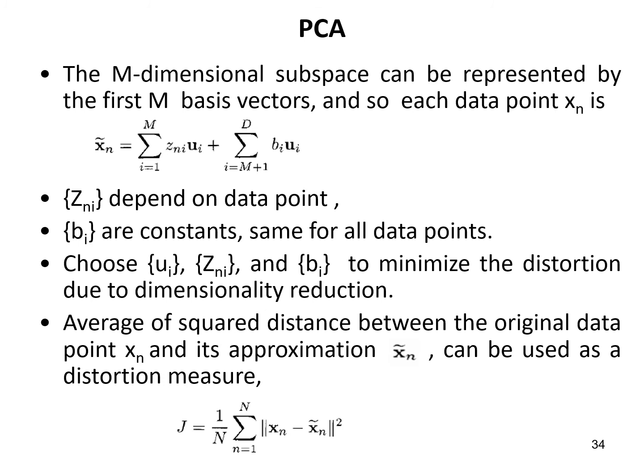The m-dimensional subspace can be represented by the first m basis vectors, and so every data point xn can be approximated as shown, where z ni depend on the data point and bi are constants, the same for all data points. So we have to choose ui, z ni and bi to minimize the distortion due to dimensionality reduction. The average of the squared distance between the original data point xn and its approximation can be used as a distortion measure, which is given by J.